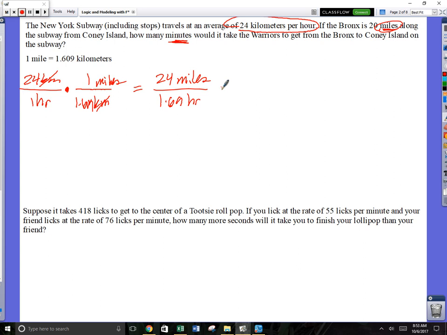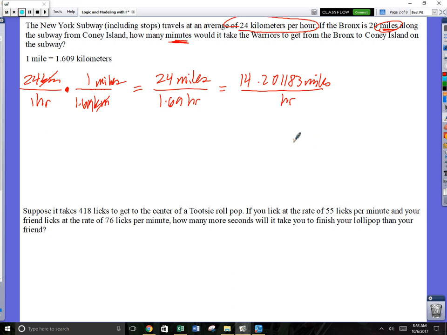Okay, now on my calculator, this is a decimal, so I'm going to get a decimal in return. So I'm going to do 24 divided by 1.609, hit enter. So it's like 14.201183 miles per hour. So it's not very fast, almost 15 miles an hour.